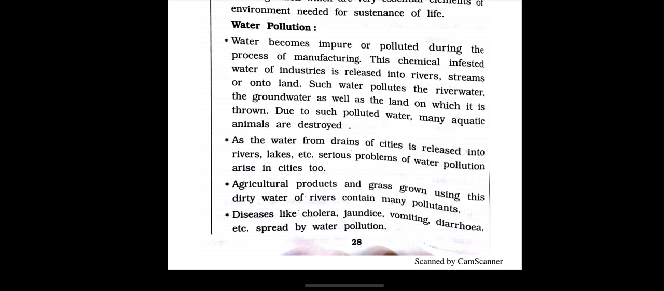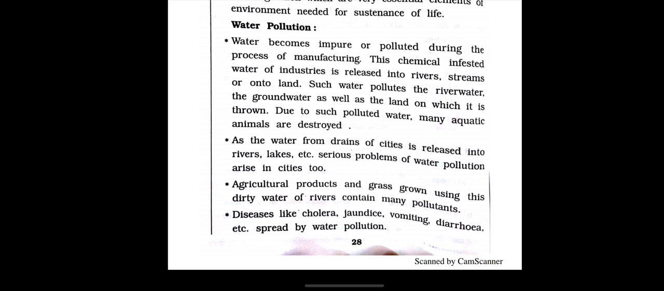The chemical-infested water of industries is released into rivers, streams, or onto the land. Such water pollutes the river water, the groundwater, as well as the land on which it is thrown. Due to such polluted water, many aquatic animals are destroyed. The chemicals from the factories or industries are released in rivers or other water bodies, or on the surface of the earth, meaning on land, and due to that great pollution is caused. Animals that live underneath the water suffer a lot from many diseases, or they may lose their life due to the chemicals present in the water.